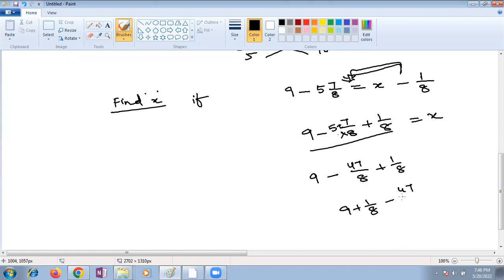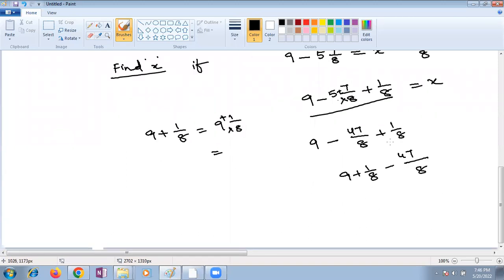No, these two are like fractions too. Very good. Yes, come on, simplify this. 9 plus 1 by 8. Many times I said 9 plus 1 by 8 is nothing but 9 1 by 8. 9 into 8, 9 how many times? 8 9s are 72, 73 by 8. 73 by 8 minus 47 by 8. So subtract 47 from 73. What is the answer, children?